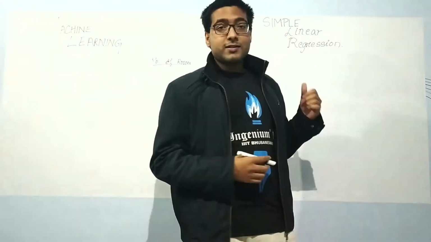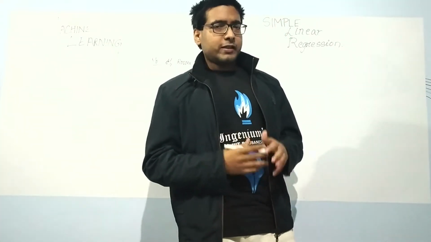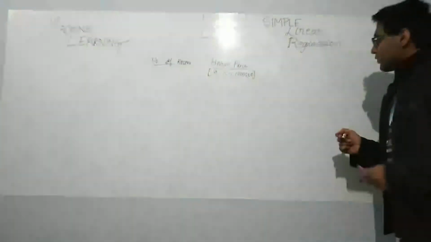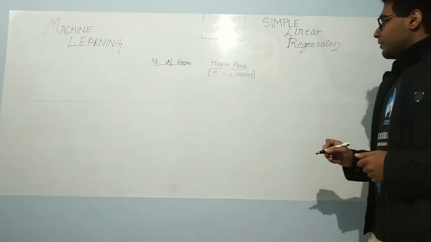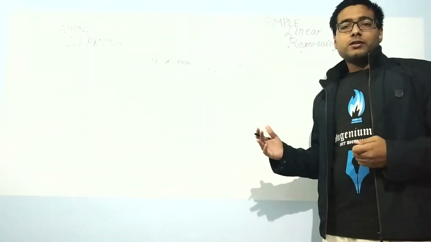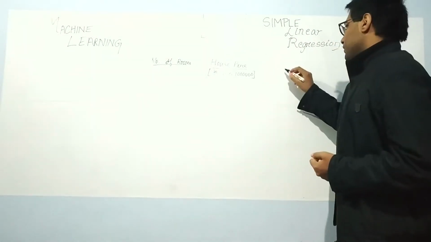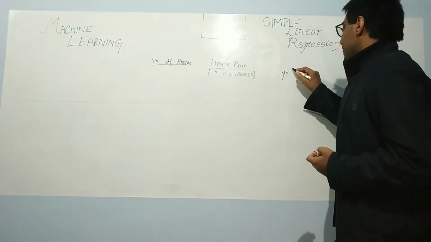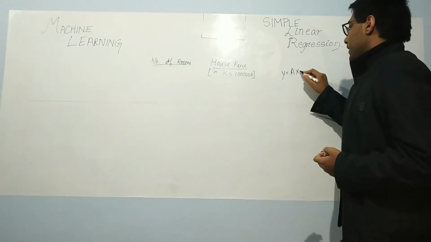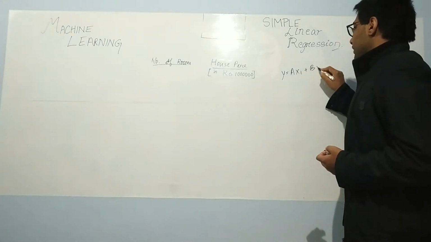Today we're going to start simple linear regression. Let's understand the terminology of simple linear regression. First of all, we have regression. Now to understand regression, consider this equation: y equals to some coefficient a x1 plus b x2.